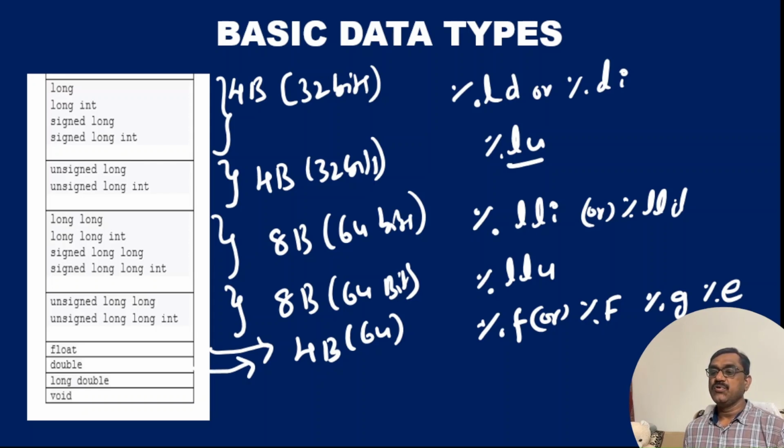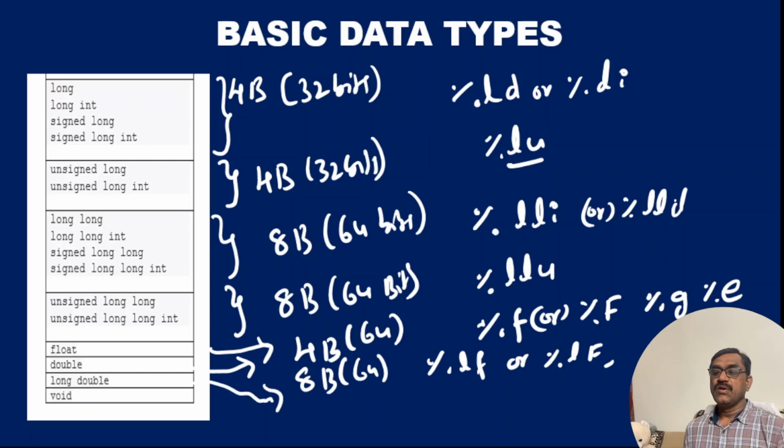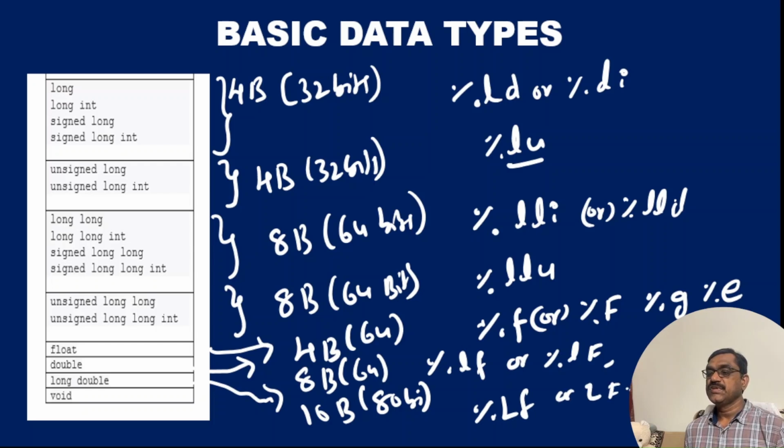Now what about double? Double takes 8 bytes, that means 64 bits. For double, you have to use %lf, or you can use %lF or capital G. Same thing, but you have to add l. After that, long double. Long double is going to take 10 bytes. 10 bytes means how many bits? 80 bits. So for this, you have to use %Lf or %LF. Similarly like above.